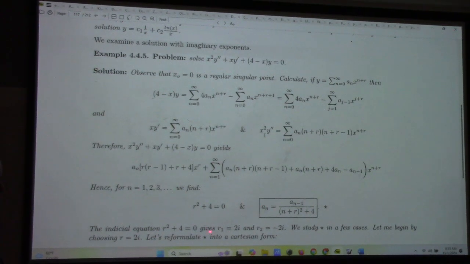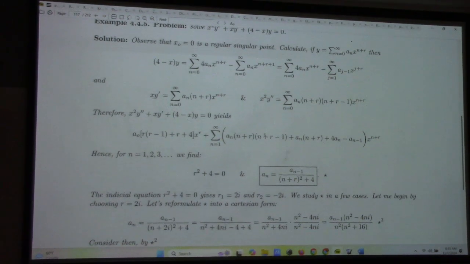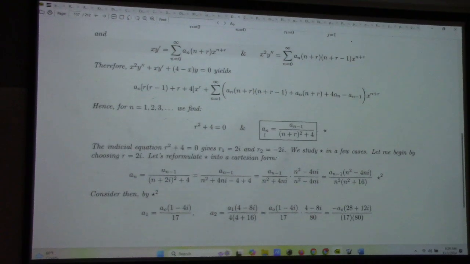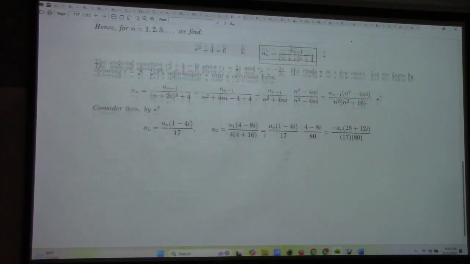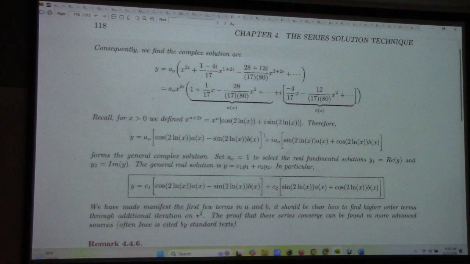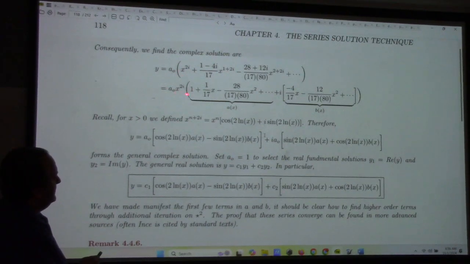Oh, so again, the indicial equation can work out to be complex, in which case we're getting a complex Frobenius solution, which means that the coefficients should be understood in the complex sense. And so here's how that works out. I just work out the first couple of them. And my complex Frobenius solution would have the form a sub 0, x to the 2i times this business. So here a of x is the real part of all this, and b of x is the imaginary part of the part in big parentheses.